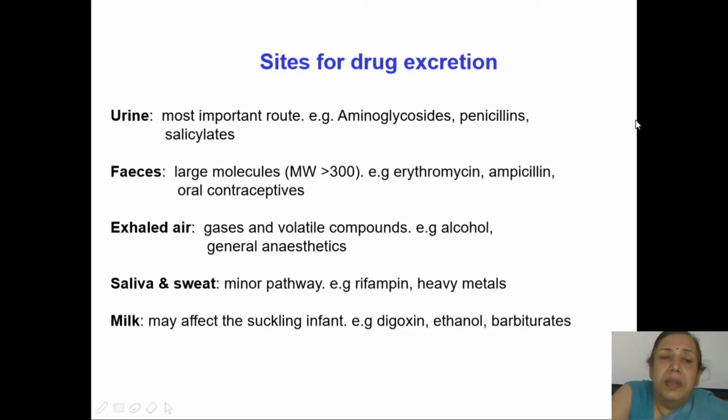Now we have seen that drugs are eliminated or excreted out through urine. Drugs which may not get absorbed or may be secreted back to the GIT, they are excreted out in the feces. There are gaseous or volatile compounds like alcohol or anesthetics, they may be present in the exhaled air. Some amount of drugs like rifampin or heavy metals may be present in the saliva and sweat, and certain drugs like ethanol and barbiturates may be present in the milk. So one has to be selective in choosing drugs when they are being given to a lactating female.